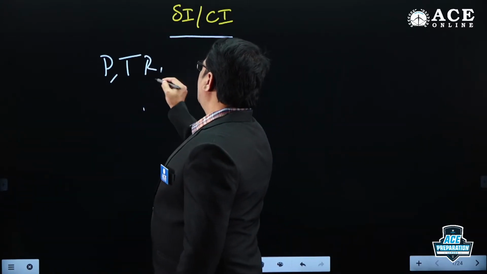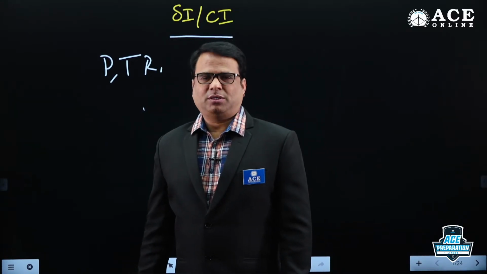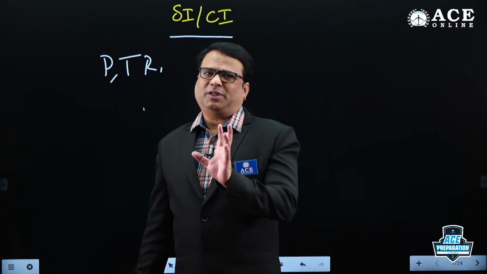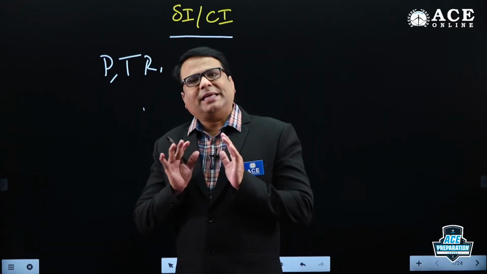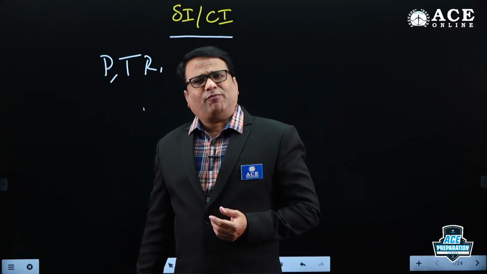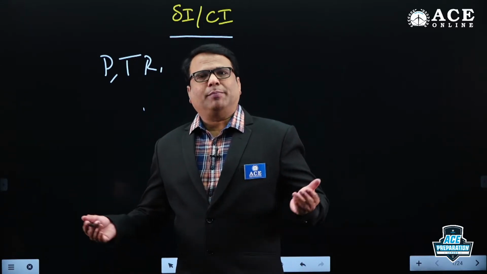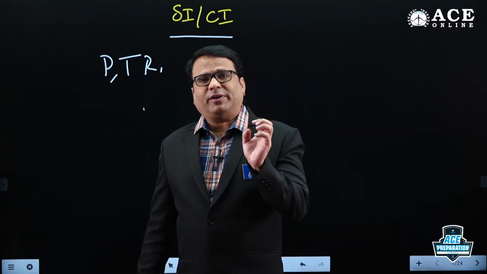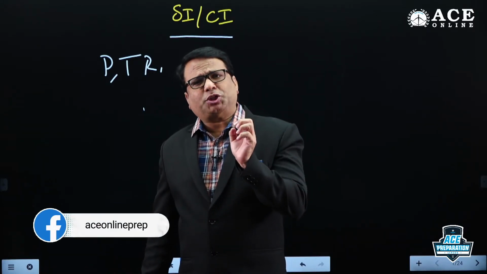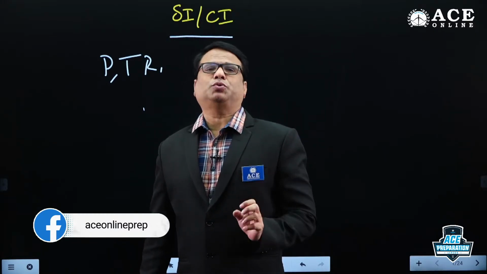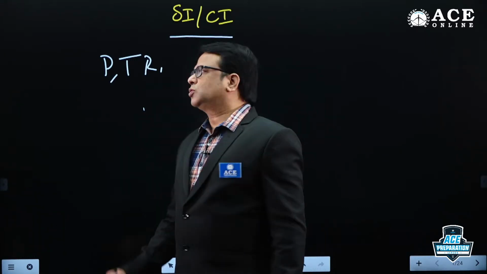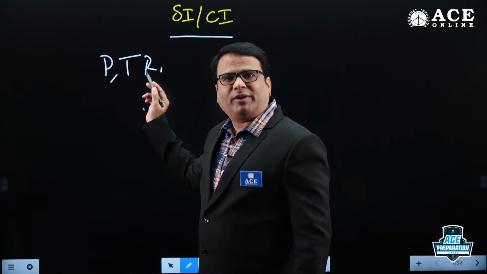Then R. R is rate of interest. Rate of interest is always expressed per annum. If nothing is specified, we can take it for granted that rate of interest will be per annum. Generally, if we go to a small-time money lender or pawnbrokers, they will charge rate of interest per month. But if you go to a bank or any other major financial institution, the rate of interest is always given per annum. So R stands for rate of interest.